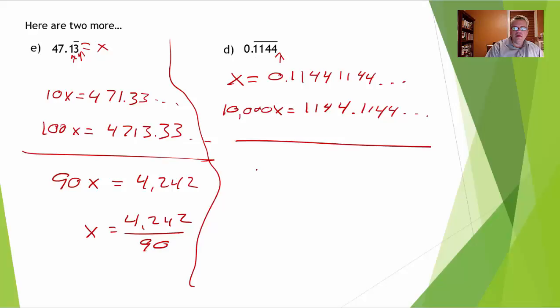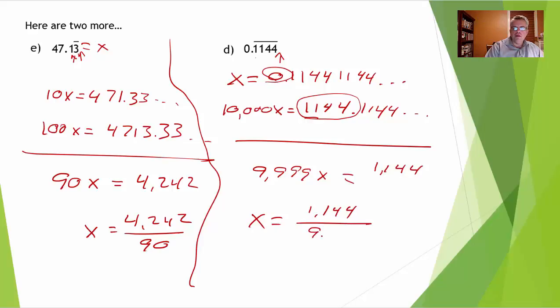Subtract, and we have 9,999x equals. Okay, and all of this mess, the part that matters is 1,144 minus 0. So it's just 1,144. And then when we divide, we get 1,144 divided by 9,999. I don't know why I like this. It's kind of cool. So if this is totally new to you, you're going to have to do a couple. So maybe try a couple of these examples on your own and see if you get the same thing.